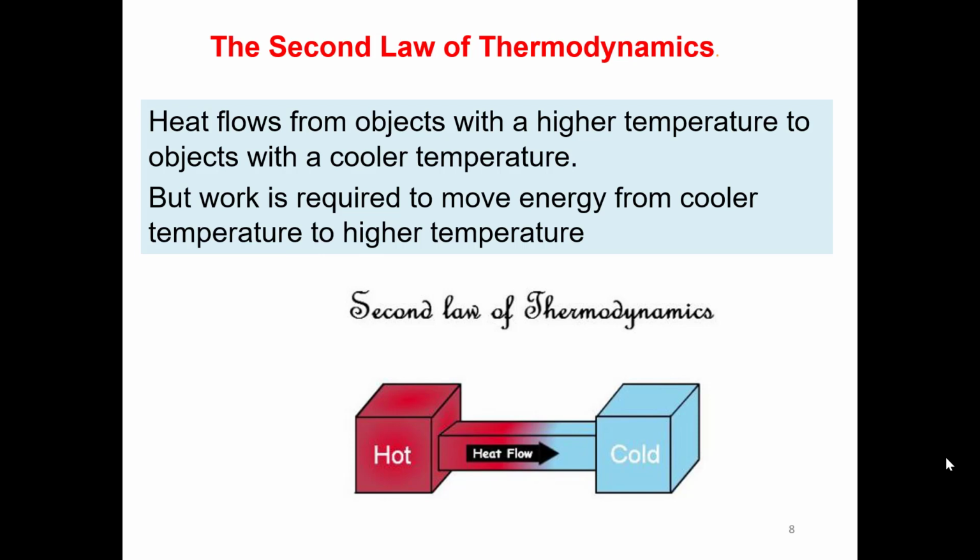Now we are going to discuss the second law of thermodynamics. One of the statements of this law says that heat can flow from higher temperature to lower temperature naturally. We don't need to do anything. The heat always flows in this direction, from hot to cold region. But if we want the energy to move in the opposite direction, from cold to hot, then we need some engine, some machine to do that work.